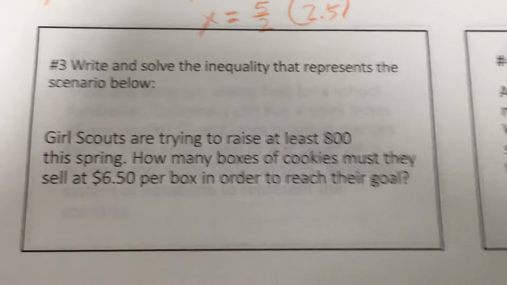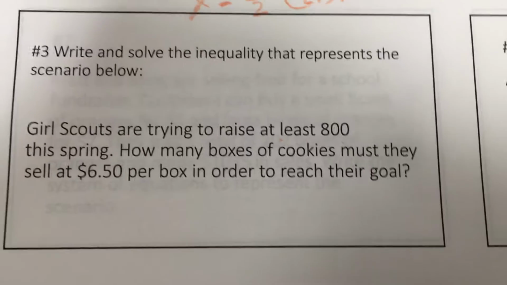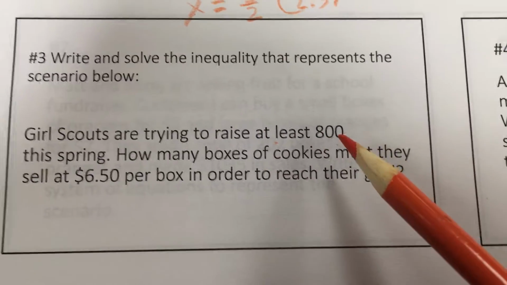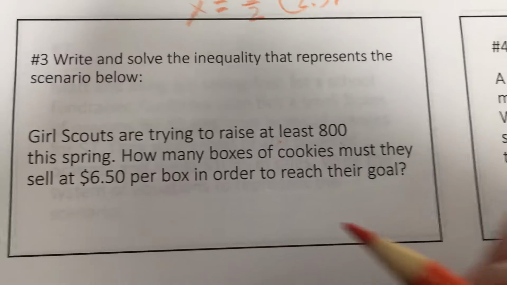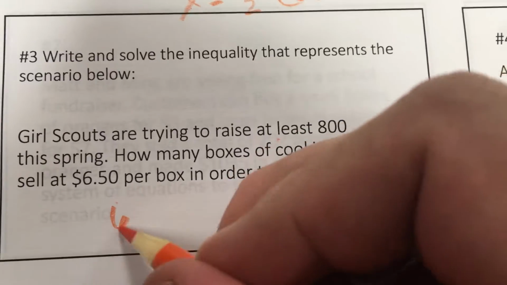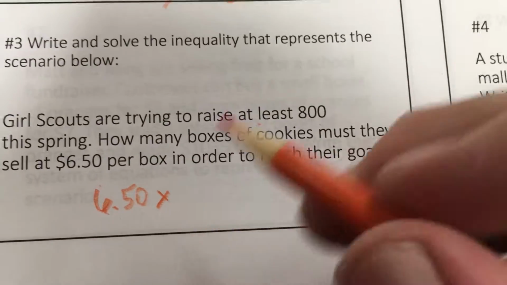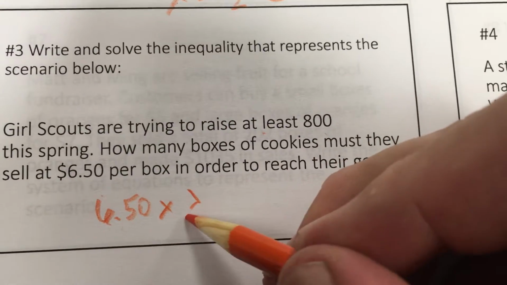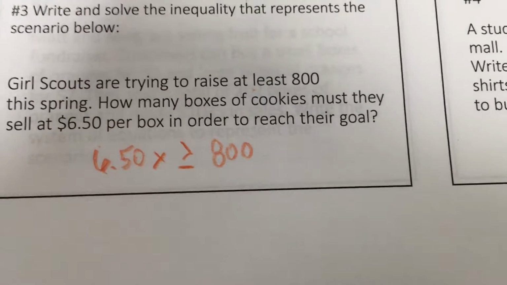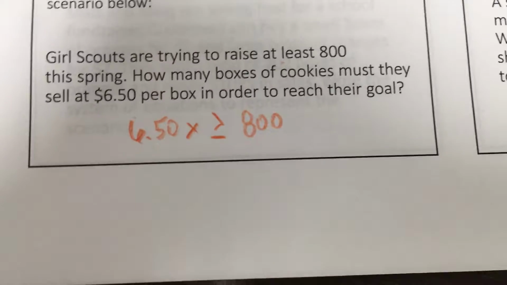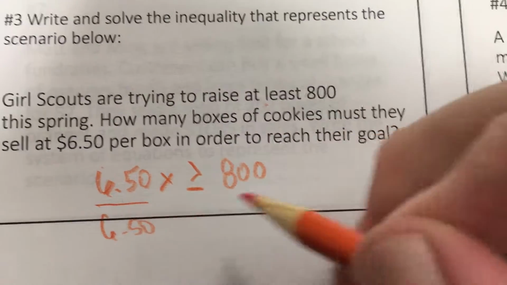Just like you have to be at least 16 years old to drive, that means you can be 16 or older. So we're trying to get more than $800, which means that whatever we sell needs to be greater than or equal to $800. So $6.50 a box, because we don't know how many boxes we sold, so we're going to use x, needs to be greater than or equal to $800. So from here, we just have one step to find our solution. We divide everything by the number in front of x to get x by itself.